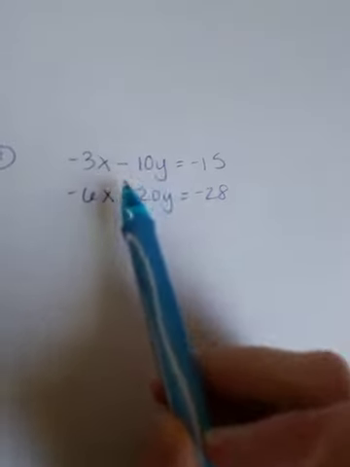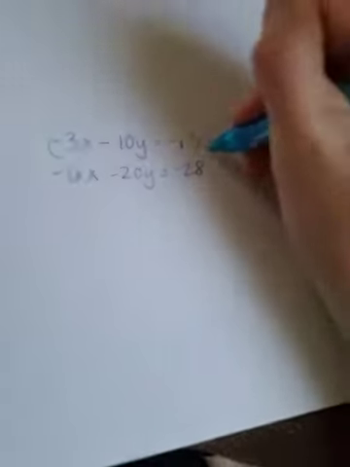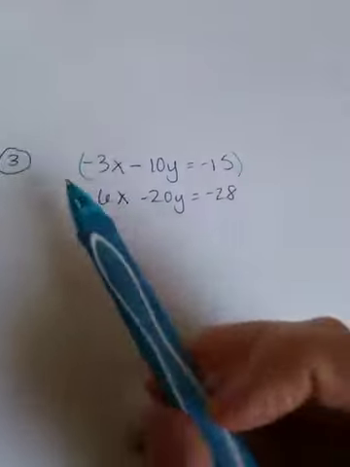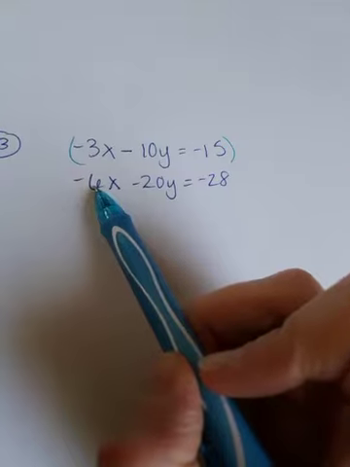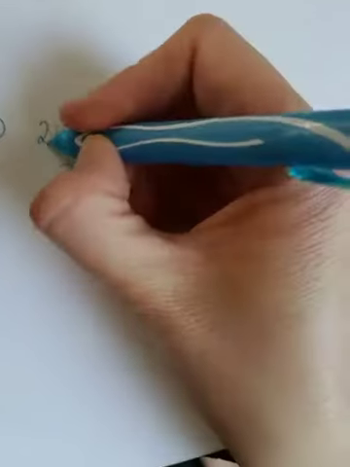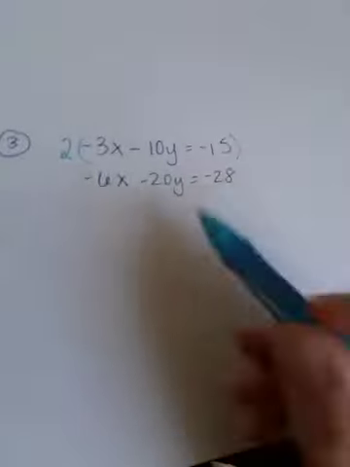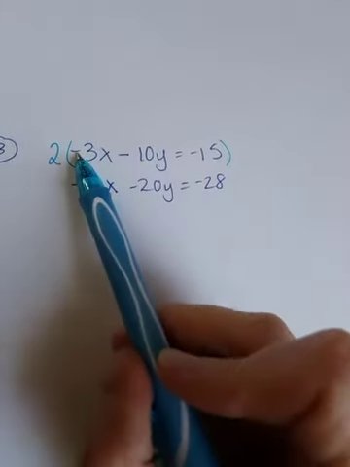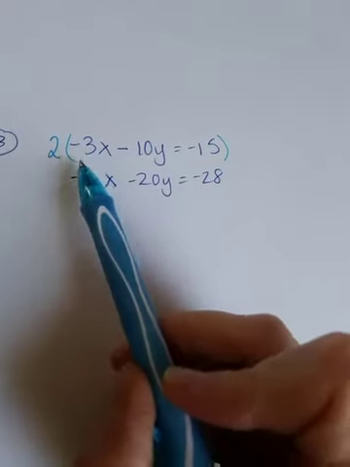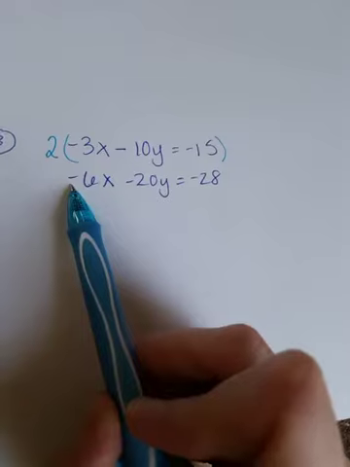Doesn't matter which variable you want to eliminate. I'm going to go for x. And so what I'm saying to myself is, okay, how do I go from 3 to 6 for multiplication? I multiply by 2. Remember, the signs have to be different, meaning one has to be positive and one has to be negative. So if this is a negative, this would have to be positive, or vice versa.